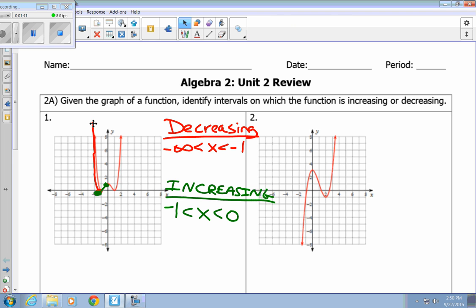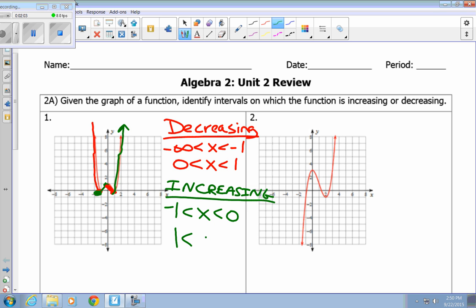The graph turns again, and for a short time it decreases. It's going to decrease from 0 to 1, and it turns back around and starts increasing again. And as it's increasing, the x values are increasing also to infinity. So it increases from 1 to infinity.